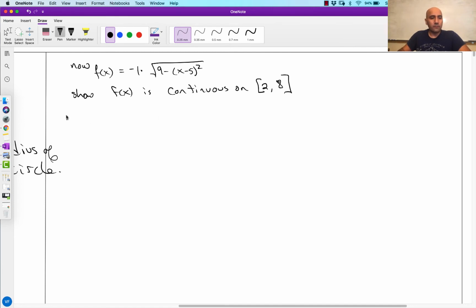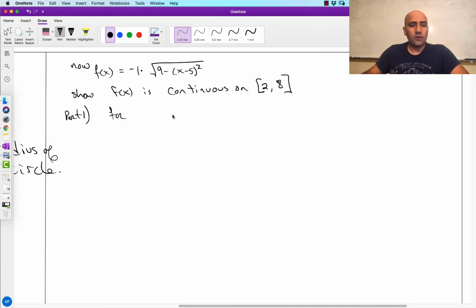So part one, for the case where x is between 2 and 8, not inclusive of the endpoints, so it's not greater than or equal to or less than or equal to, it's strictly between them, right? I'm just considering this, not the endpoints. Okay, so let's consider that first. Let a be a value inside there, a member of (2, 8). That's what we show with this symbol, an element of. Let a be an element of this set, not including the endpoints.